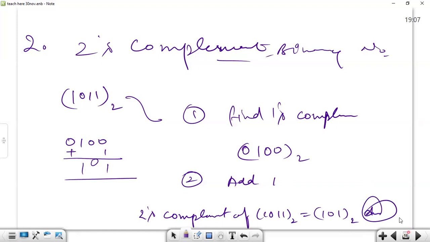No, sir. So this is the binary number chapter completed. Solve the questions, solve previous year questions. If you have any doubt, you may ask in tomorrow's class. The class is over now. Okay.